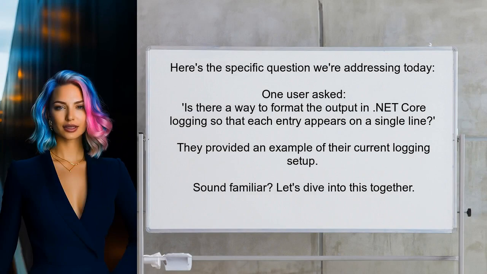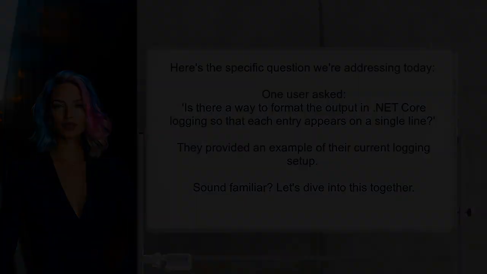Here's the specific question we're addressing today. One user asked, is there a way to format the output in .NET Core logging so that each entry appears on a single line? They provided an example of their current logging setup and expressed a desire for a cleaner output format. Sound familiar? Let's dive into this together.